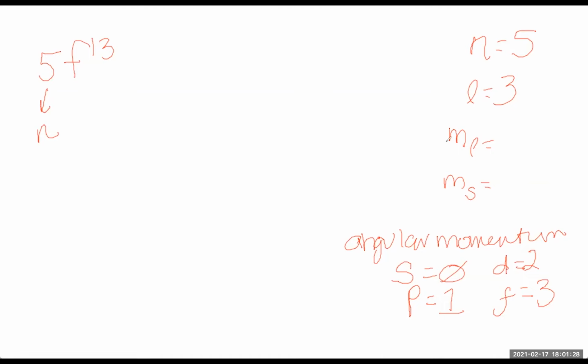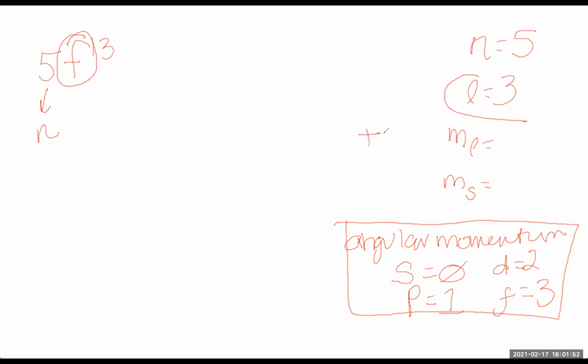So whenever you want to figure out your angular momentum, which is your L, you take a look at what sublevel you have. So if you have an S, your L is 0. If you have a P, your L is 1, and so on and so forth. Now your M of L, remember, I keep saying it's positive L to negative L. So in this case, what would be your range?